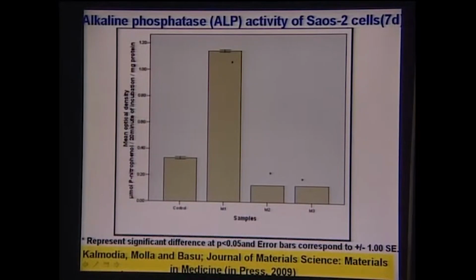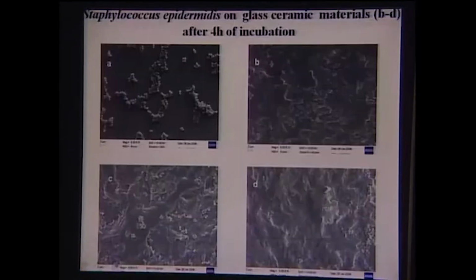ALP activity, that is osteoblast differentiation ability, is a phenotype marker of osteoblast differentiation. And what you see here, where again post hoc analysis has been carried out, is that the M1 glass ceramic has the best ALP production compared to M2 and M3 as well as against the control sample.